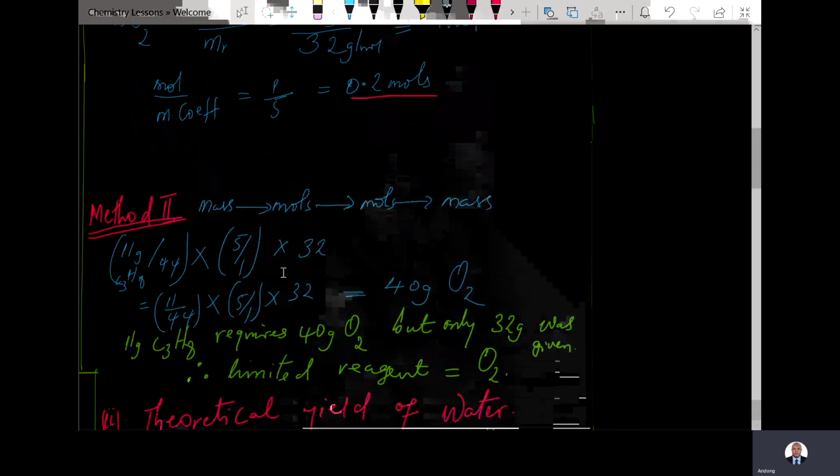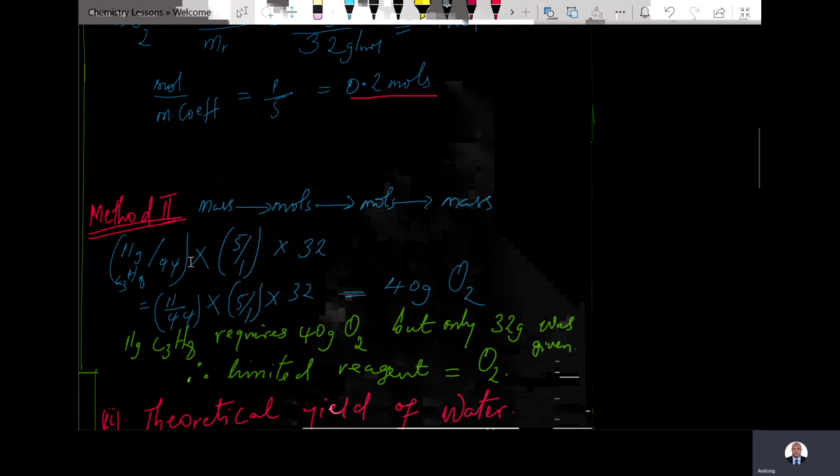Method number 2. The moles of propane is 11 divided by 44, which is the MR. We'll have the moles of propane. When we times the moles of propane by the molar ratio, which is 5 over 1, we will have the moles of oxygen. When we times the moles of oxygen by its MR, which is 32, we will have 40 grams of oxygen. Then, compare the values now.